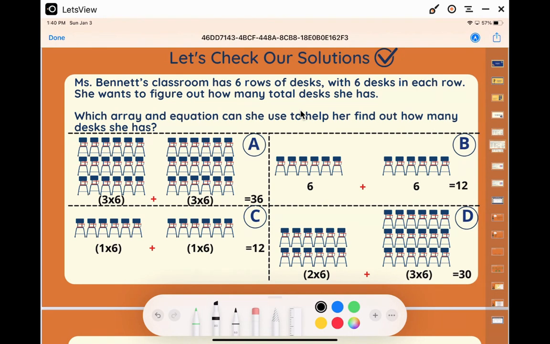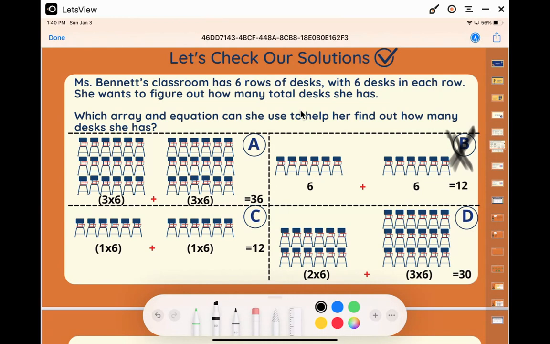Let's see if we can eliminate some choices. Well, first and foremost, we have been talking about multiplication. So we know that B is not the correct answer. It looks simple. It is just not what we're looking for. And if Miss Bennett has 6 rows and 6 desks, she doesn't just have 12 desks. There's a lot of desks in the middle. So we know that that is not the correct answer.